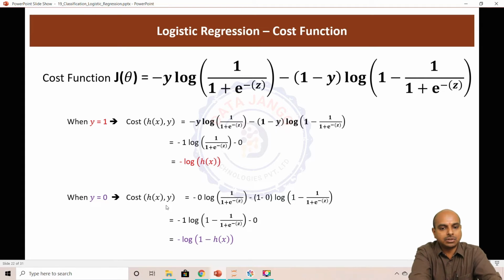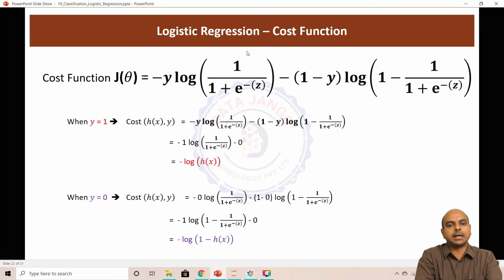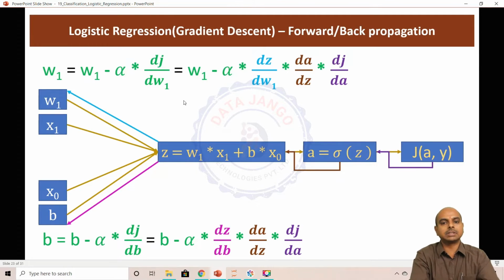And if you put y equal to 0, this term becomes 0 and the other term remains. So minus log (1 minus h of x) is the cost function for a negative record. When you combine these two, we created a common function which is convex for both positive and negative records. So how the gradient descent algorithm works, let us see.